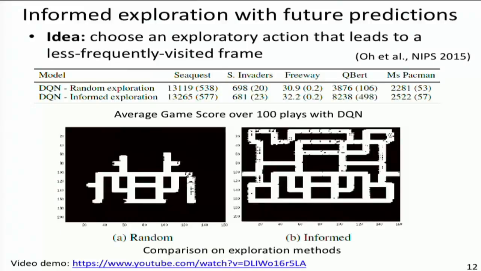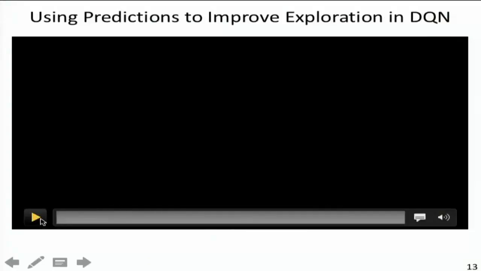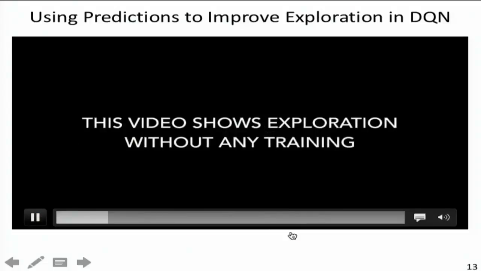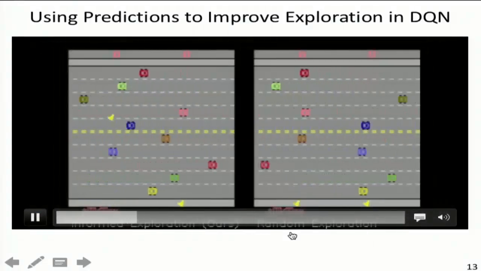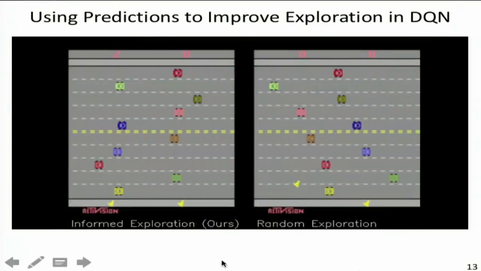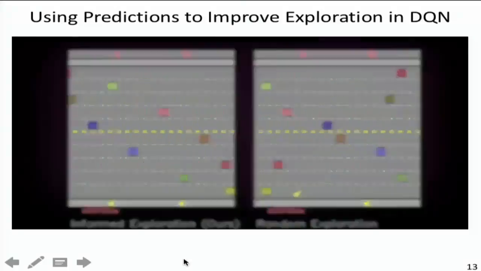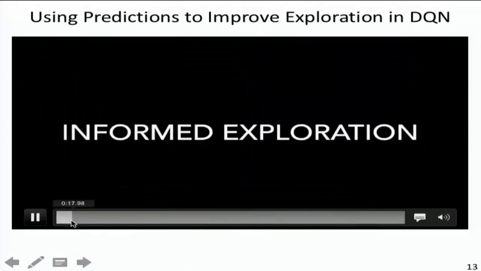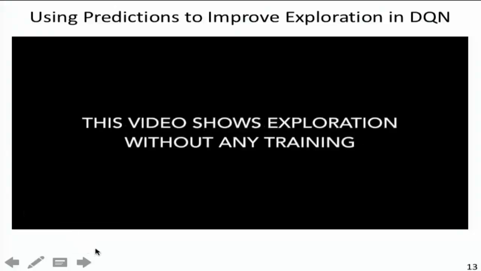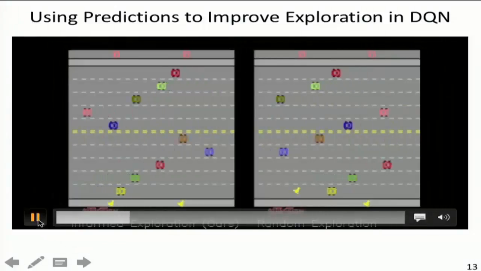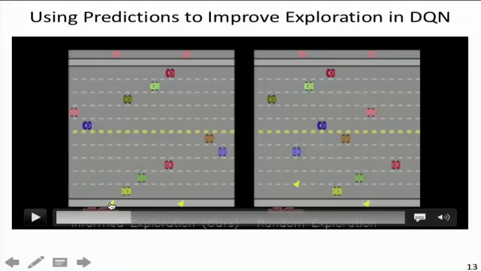And also it turns out that informed exploration is useful for handling very long delayed rewards. So I'm going to show you some video here. Basically here we are comparing two versions of the agent, one with random exploration and the other with informed exploration. The left one is informed exploration and the right one is random. So the high level idea here is that for this game called Freeway, the agent has to start from the bottom. The chicken here has to start from the bottom and reach the top without being hit by the car.